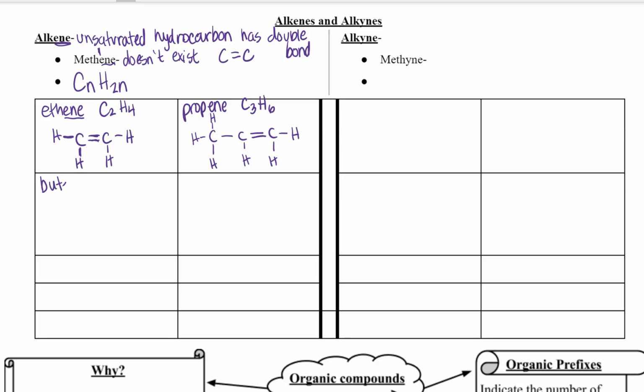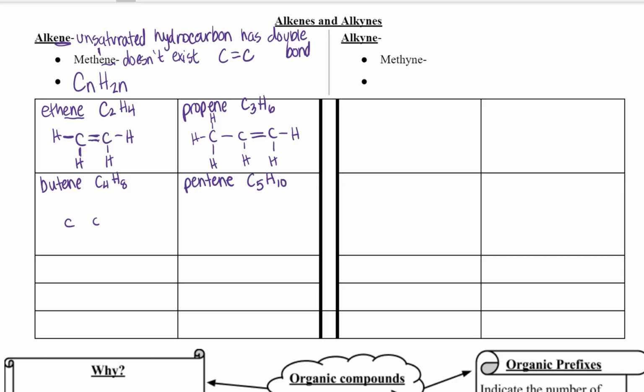So bute would be the next progression. Bute means 4, so C4. To figure out the hydrogens, I have times 2, so H8. See if you can figure out pentene. Pent means 5, so 5 carbons, and H10 because you're just going to double it. Now we'll draw each one of those.